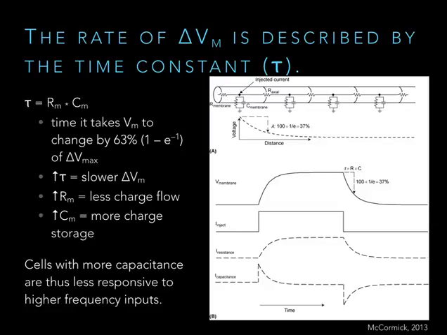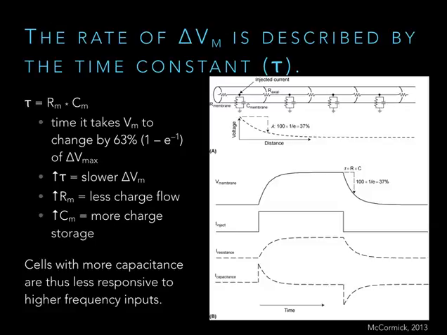That depends on two things. It depends on the membrane resistance and it depends on the membrane capacitance. If you have a higher membrane resistance, that means you have reduced flow of charge. You have reduced currents. Therefore, it's going to take longer for the membrane potential to change. If you have an increase in membrane capacitance, well, that means that you have to store more charge before you start to affect the membrane potential. So both membrane resistance and membrane capacitance are going to create the time constant. It's just simply a product of those two.